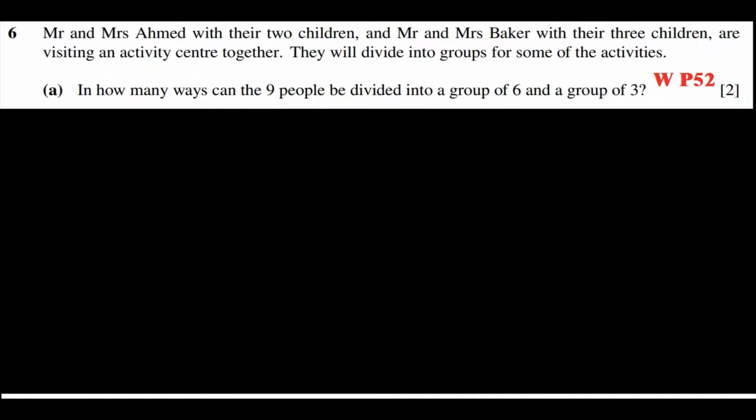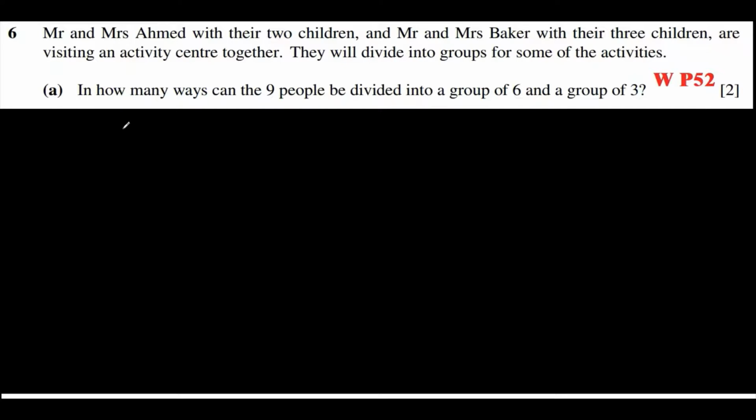Question 6 of winter 2020 paper 52. Mr. and Mrs. Ahmad with 2 children and Mr. and Mrs. Baker with 3 children are visiting an activity center together. They will divide into groups for some activities. In how many ways can 9 people be divided into a group of 6 and a group of 3?